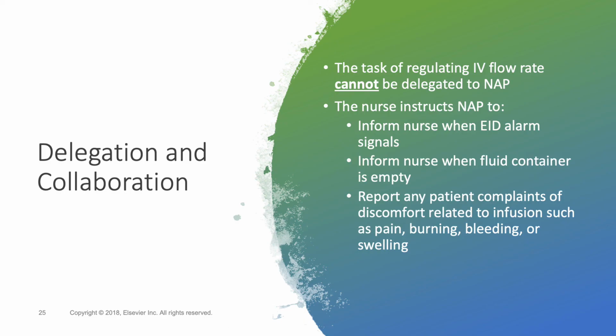Delegation and collaboration. Regulating IV flow rate cannot be delegated to NAPs. The NAPs would let us know. We would tell them to let us know if the IV pump or EID alarms, if they notice that the fluid container is empty or nearing empty, or if the patient complains of any pain or discomfort at the IV site. If they have any issues, then we would tell the NAPs to let us know.